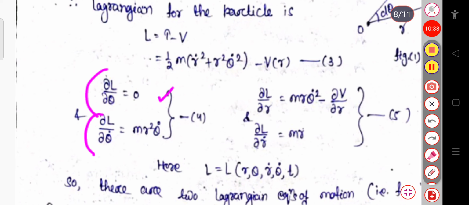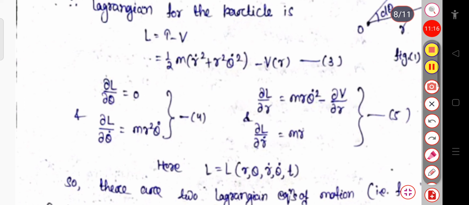And ∂L/∂θ̇ will be equal to, this will be 1/2 m r² θ̇² derivative. So this 2 gets cancelled, that will be m r² θ̇. Again for ∂L/∂r, this term contains the r, so this 2 gets cancelled, that is m r θ̇². And again this V(r) also contains the term r, so that will be ∂V/∂r. And again, ∂L/∂ṙ, for the ṙ term, that will be 2 into 1/2 m ṙ. So this 2 gets cancelled, that will be m ṙ.